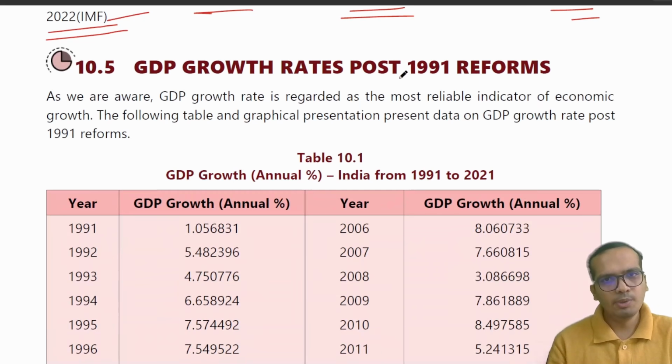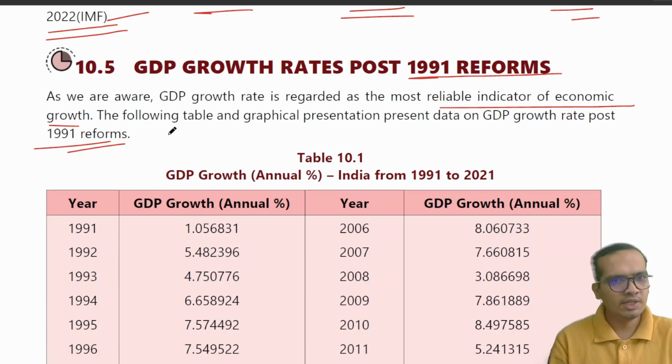Now we have GDP growth rates post 1991 reforms. As we are aware, GDP growth rate is regarded as the most reliable indicator of economic growth. The following table and graphical presentation present data on GDP growth rate post 1991 reforms.